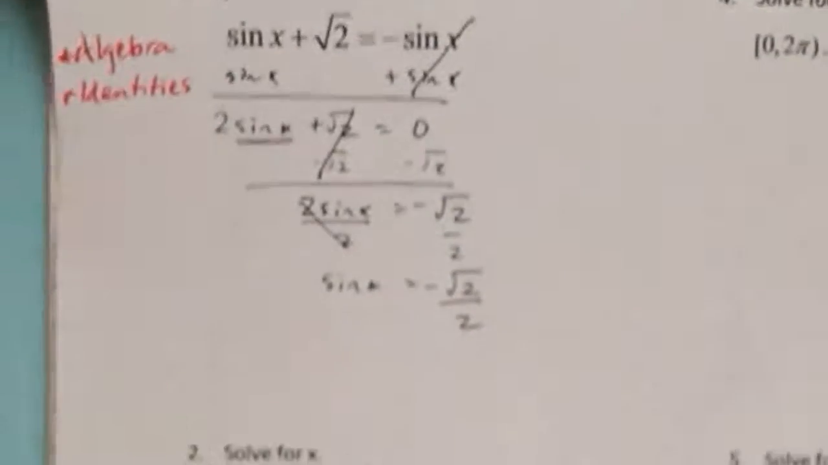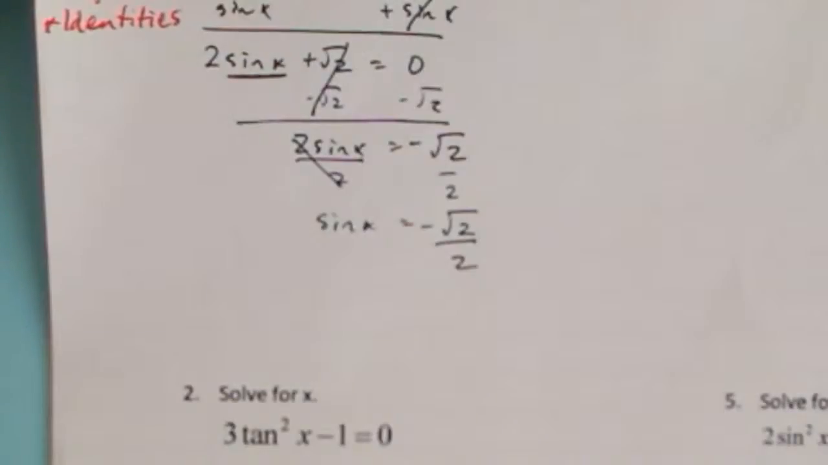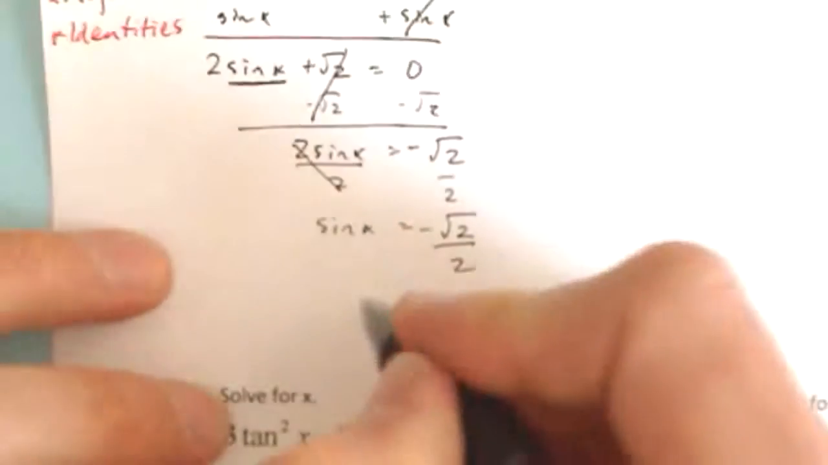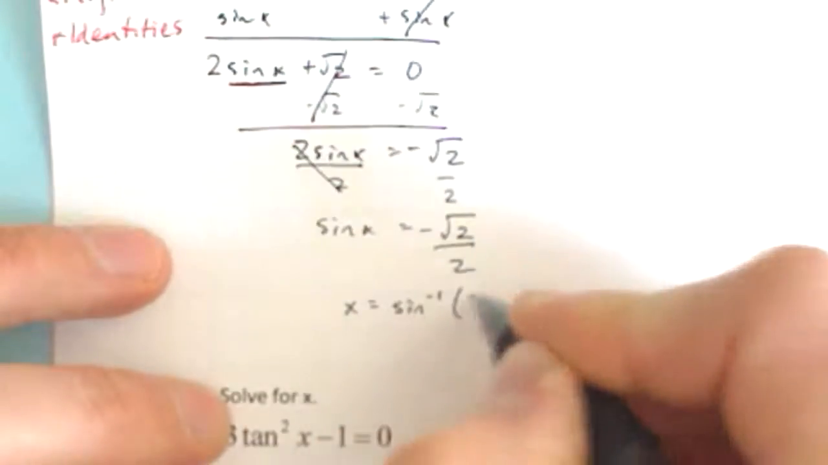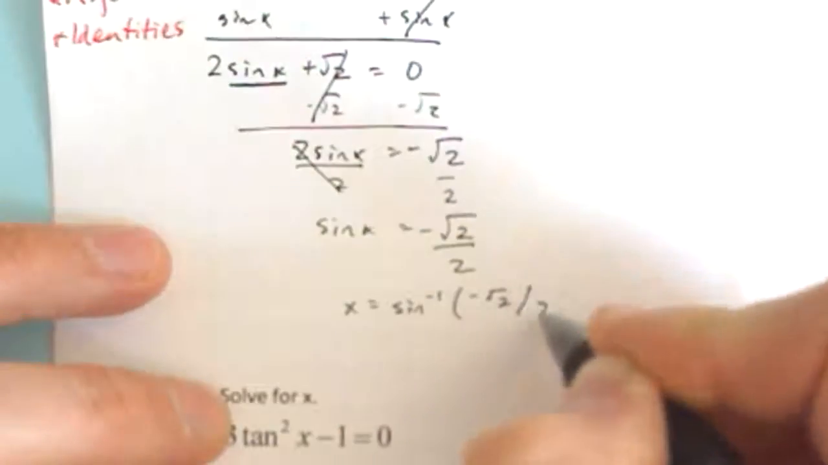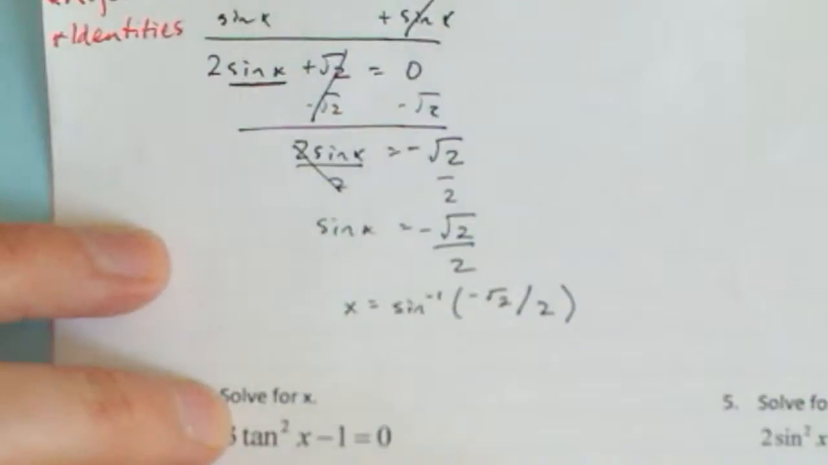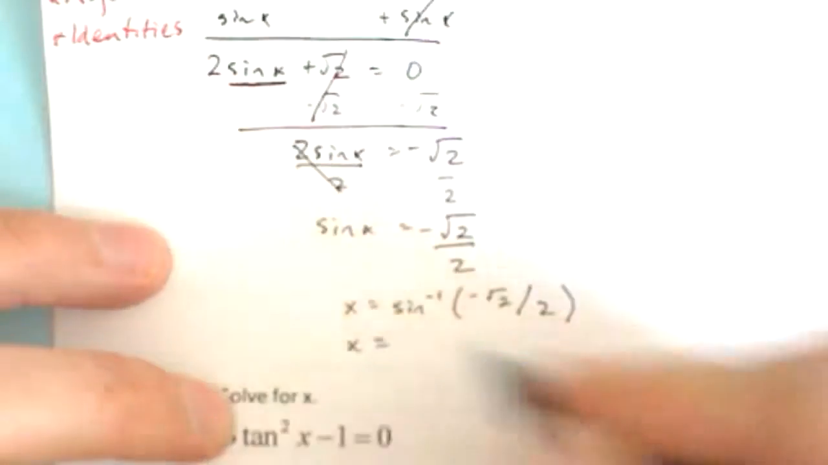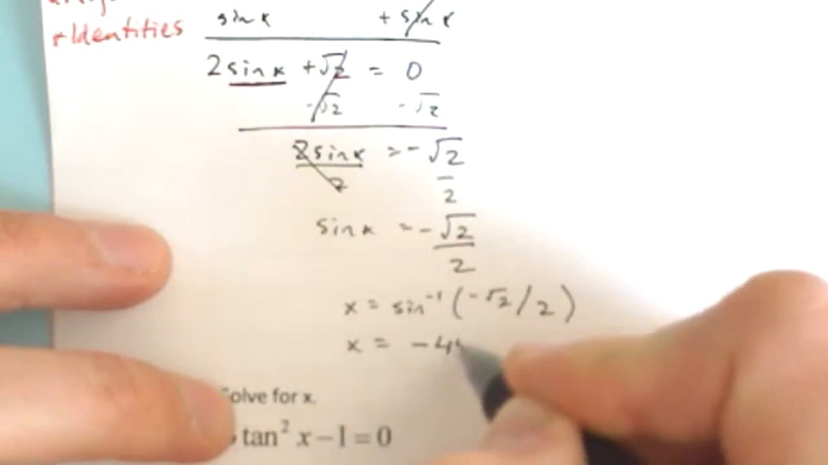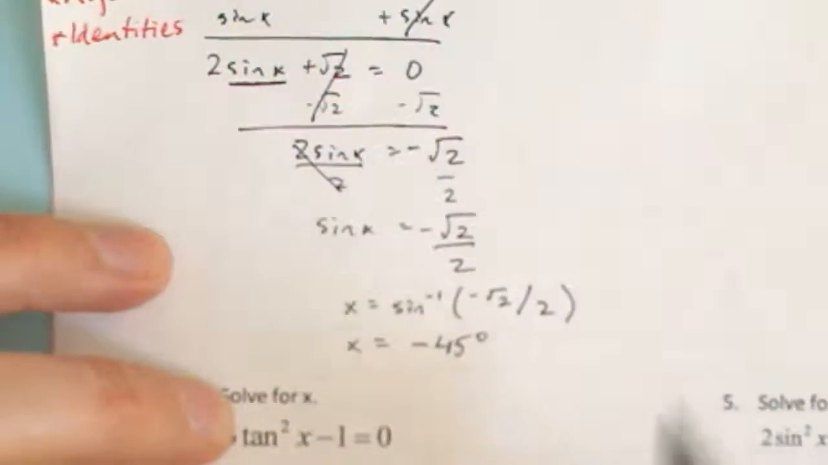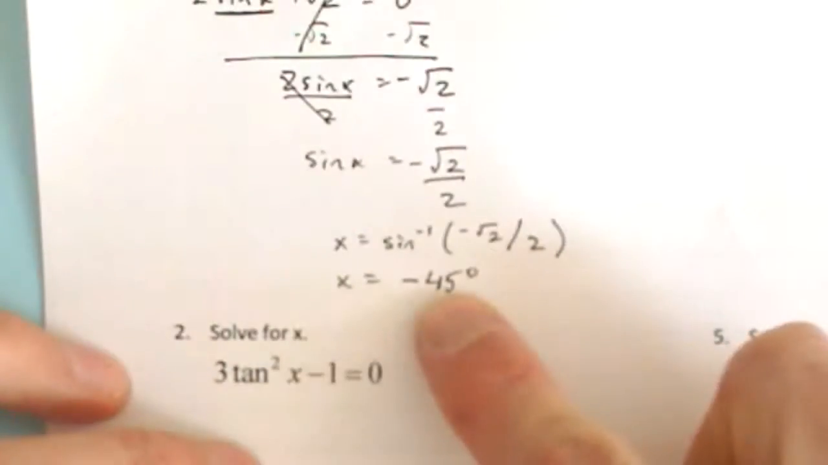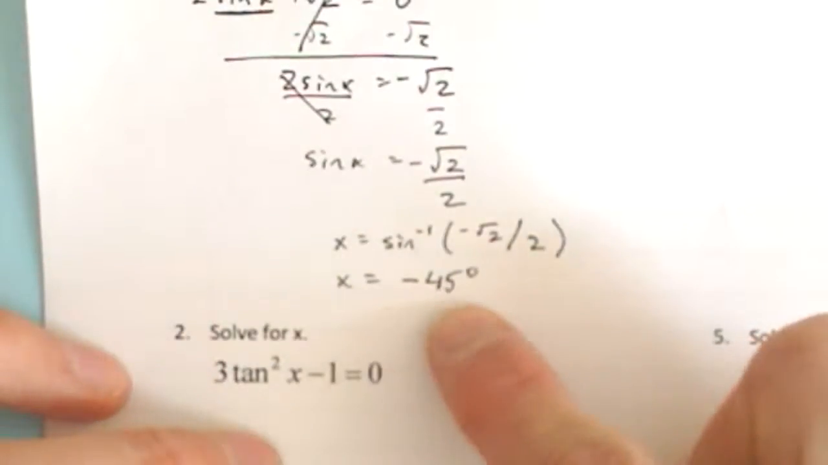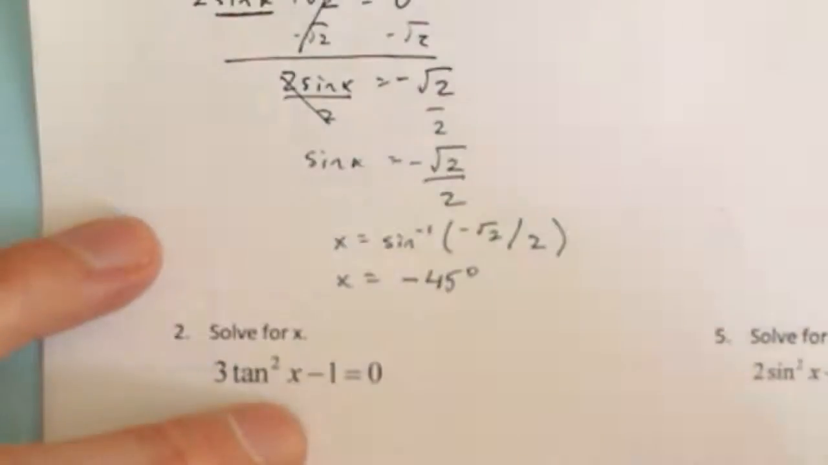Now from this point, you can continue by using the calculator. Put this in the calculator and solve for x. You have to do the inverse button, inverse sine of negative radical 2 over 2, and it will tell you that that would be negative 45 degrees. Now what that means is this. That means that 45 degrees is the reference angle, and negative 45 degrees would actually be one of the angles.